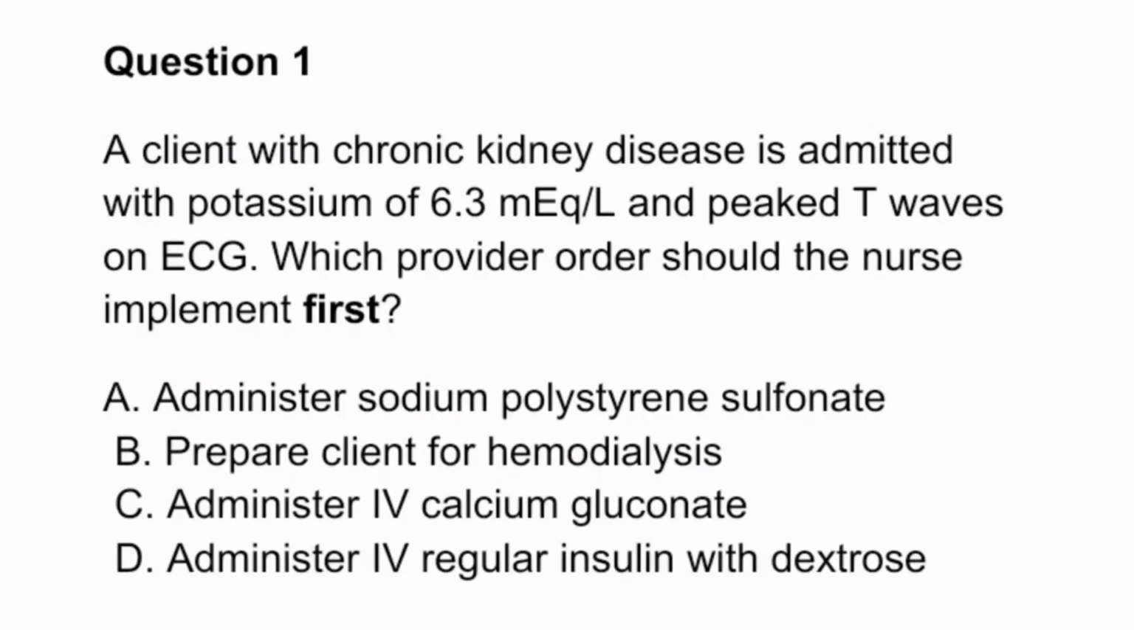Question 1. A client with chronic kidney disease is admitted with potassium of 6.3 milliequivalents per liter and peaked T waves on ECG. Which provider order should the nurse implement first? A. Administer sodium polystyrene sulfonate. B. Prepare client for hemodialysis. C. Administer IV calcium gluconate. D. Administer IV regular insulin with dextrose.